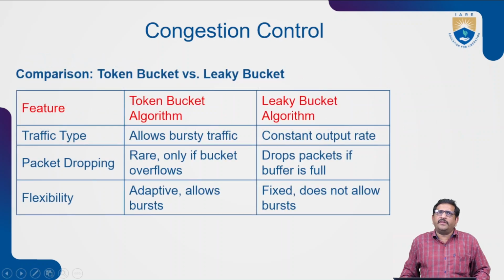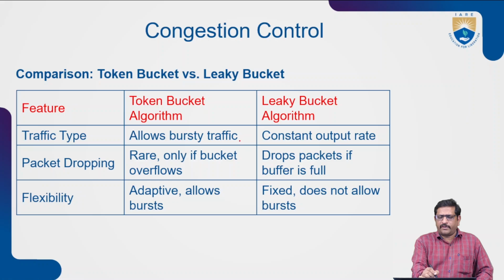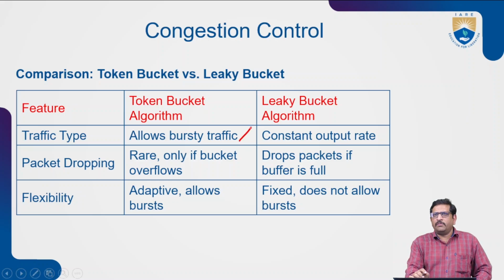The main differences between the token bucket and the leaky bucket: in terms of traffic, the token bucket algorithm allows burst traffic, while the leaky bucket algorithm has a constant output rate. In terms of packet dropping in the token bucket, it is very rare. Packets are dropped only if the bucket overflows.